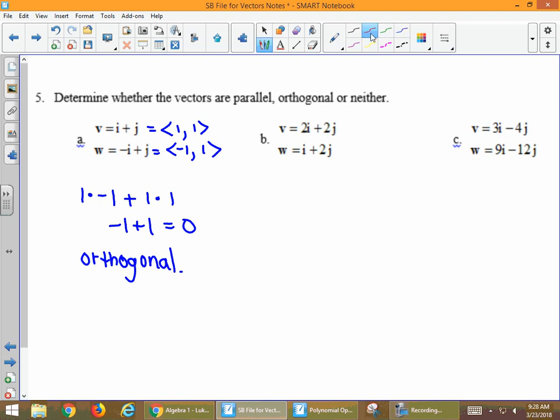All right, b. Again, I'm going to write out component form just because it's the easiest for me to look at the numbers. Are they parallel? Do you see a parallel relationship happening? Yeah, I don't see one either. So let's find the dot product. Again, horizontals multiplied plus the verticals multiplied. And you can see already that it's not going to be 0. So 2 plus 4 is 6 is my dot product. So these are neither parallel nor orthogonal.